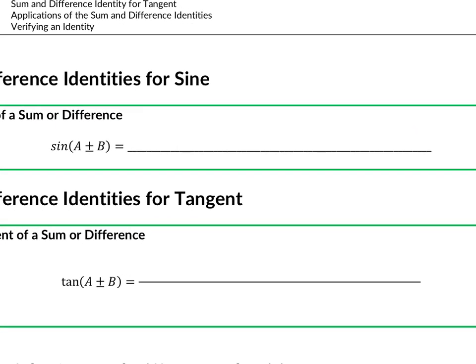For the sum of sines, it's sine of the first value, cosine of the second value, plus or minus the cosine of the first value and the sine of the second value. A couple things to notice here that are different. Number one, do I have the flipped over symbol in between? No, that means plus, minus means minus.